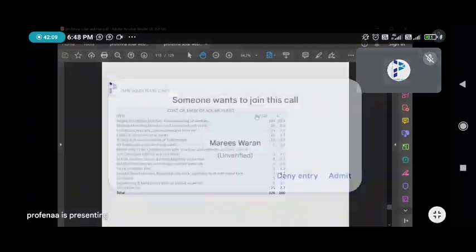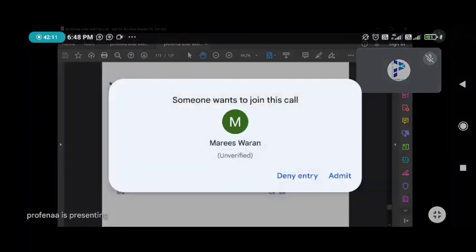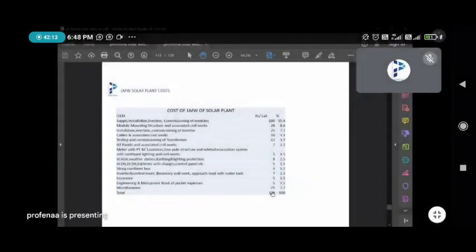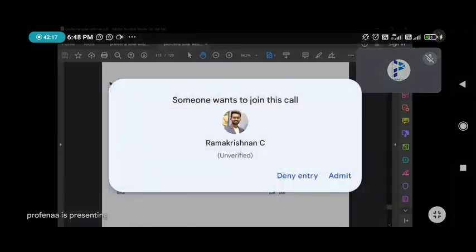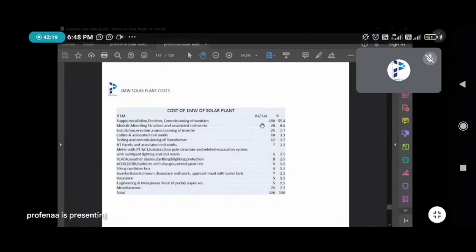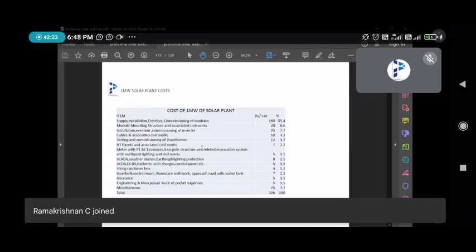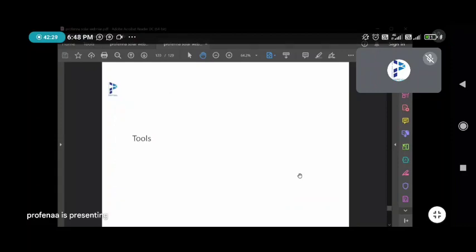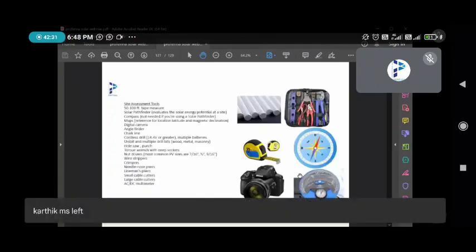So this is the segregation of the solar system. Here I have segregated the 1 megawatt system, price-wise. Totally it will come to 3.2 crore. 1 megawatt system, 3.2 crore. I have separated it individually. What is the supply of modules? What is the supply of inverter? What is the installation of solar panel, inverter, batteries and SCADA? Everything I have displayed. These are the tools required for the solar system.